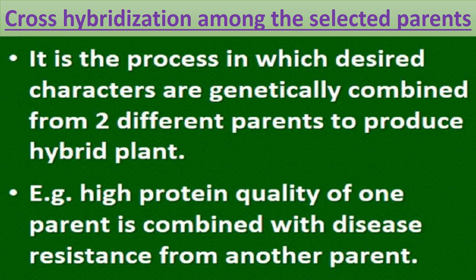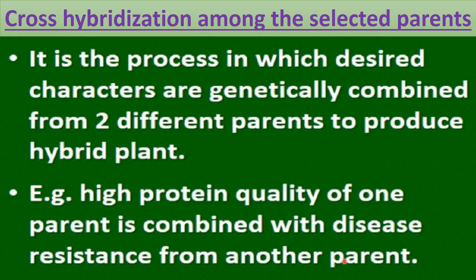So in this step what is done? It is the process in which desired characters are genetically combined from two different parents to produce a hybrid plant. So these two selected parents are hybridized here and the desired characters of the two parents will combine to form a new hybrid plant. So two different parents produce a hybrid plant having the desired characters, or you can say the genetic combination of two parents. For example, high protein quality of one parent is combined with disease resistance from another parent.